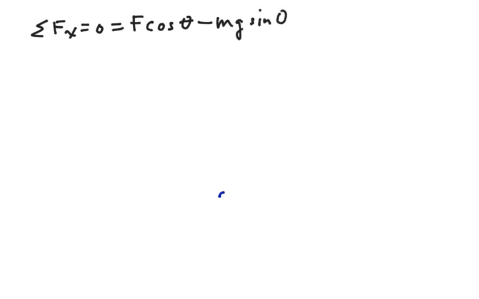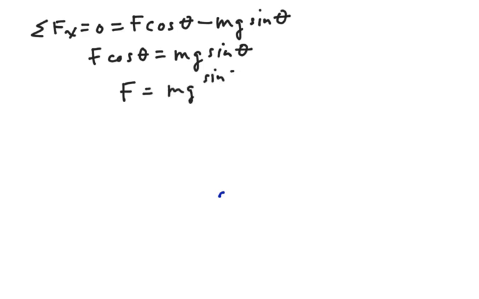Let's look in the x direction. The summation of all the forces in the x direction should be 0 because it's not accelerating. And I have an F cosine theta going up the incline and an mg sine theta going down the incline. So it must be true that F cosine theta is equal to mg sine theta. Divide both sides by cosine theta, so F is equal to mg times the sine of theta divided by the cosine of theta, which would be equal to mg tangent theta.